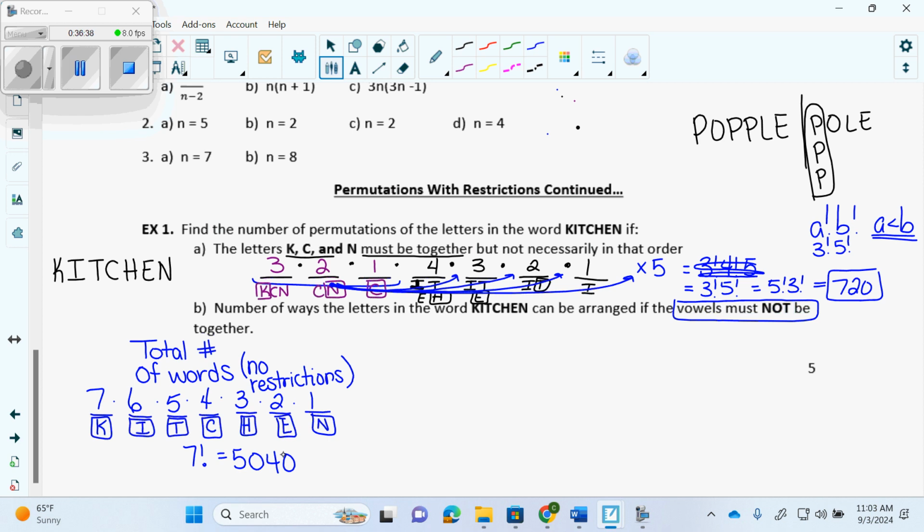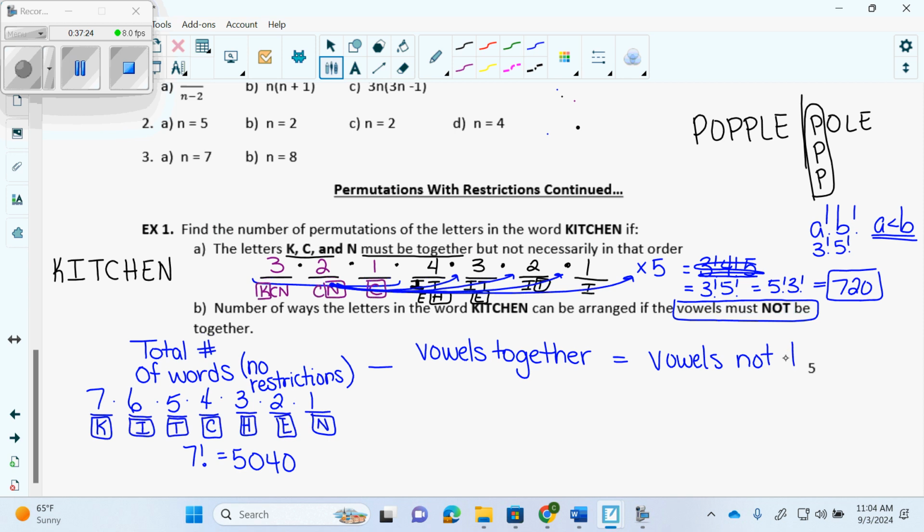Okay, so if I take the total number of words with no restrictions, that's all the maximum words I can make, and I take out all the cases where the vowels are together. So I take off all the cases, 5,040 total, and I take out all the cases where the vowels are together. What's left over? What's the opposite of vowels together? Vowels apart. Vowels not together. We agree? So whenever it asks you for something to not be together, you don't actually find it not together. You take the total, you subtract off the opposite, which is the vowels together, and what's left over are the vowels not together.